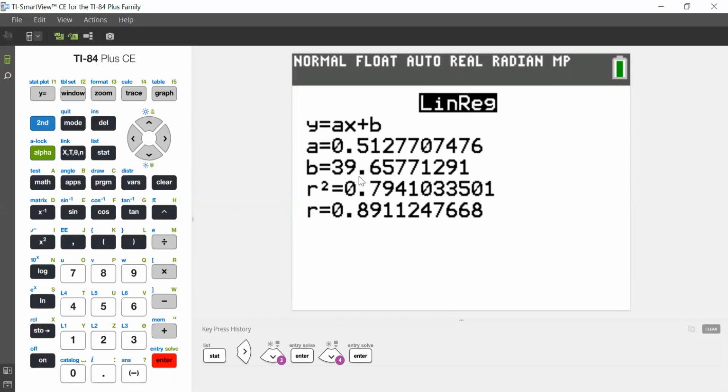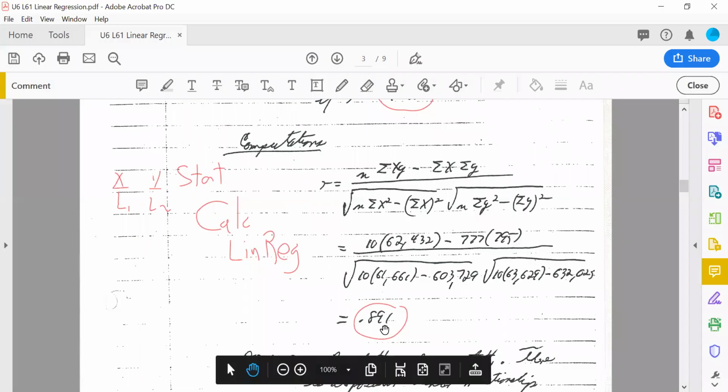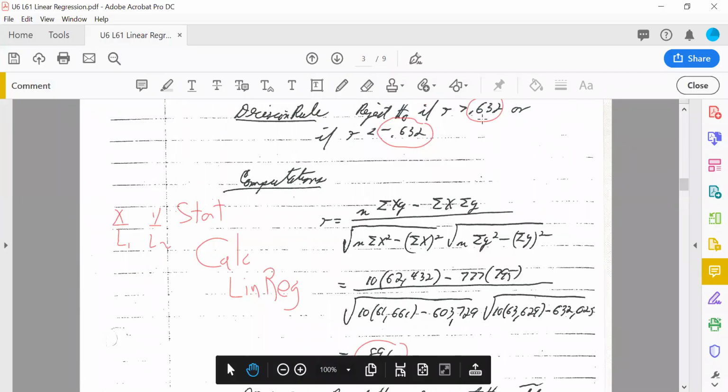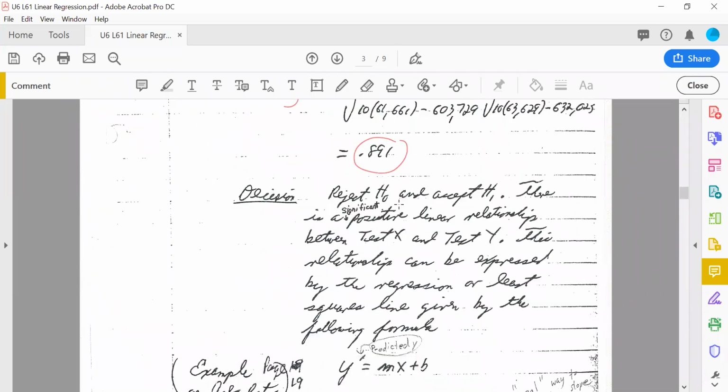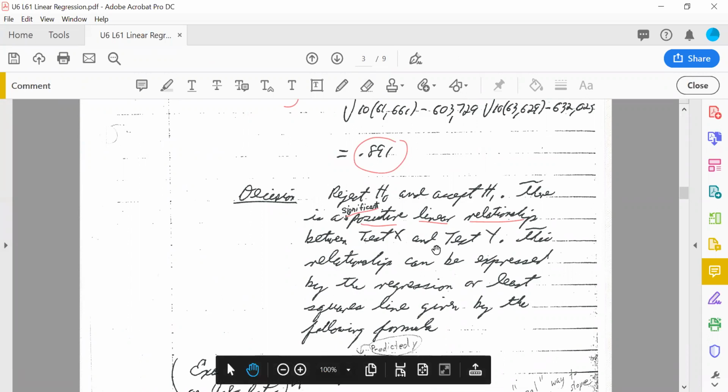Keep this in mind. I'm going to come back to it, actually. I'm just going to keep it right there. Okay, so 0.891, boom, there it is. 0.891 is greater than 0.632. So we reject H0, and that means we're accepting H1, that there is a significant, 4 magic words. Remember, 4 magic words: significant, positive, linear correlation or relationship between test X and Y. If this was the correlation test, we'd be done right now.